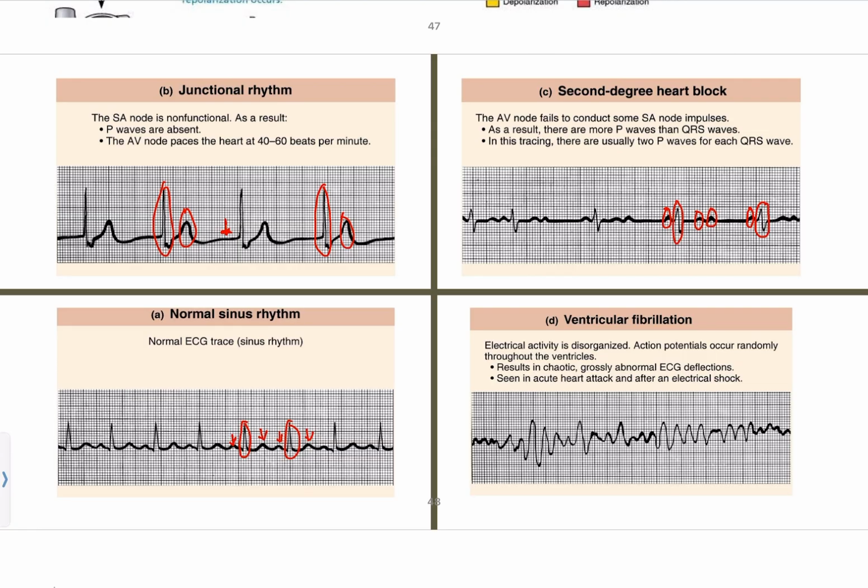The other thing we can see is complete chaos in our EKG, where it's really just disorganized. We can't see any clear P waves, QRS complexes, or T waves at all. So our action potentials are really occurring randomly throughout the ventricles. This is ventricular fibrillation when we see this disorganization. Sometimes you can actually do an electrical shock to the heart in order to reset the normal sinus rhythm. That's why it's called defibrillation when you shock the heart in the event that you have fibrillation.